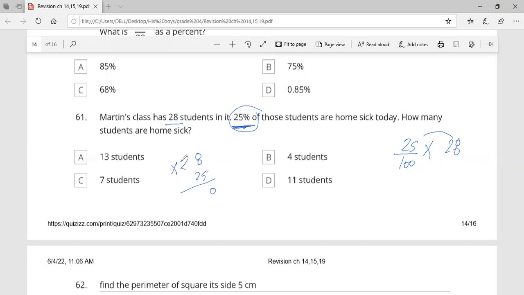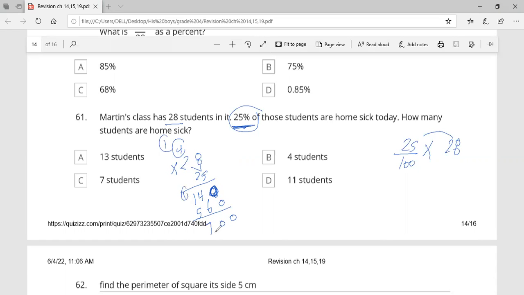5 multiplied by 8, 40, up 4. 5 multiplied by 2, I multiply like this. 5 multiplied by 2, 10 plus 4, 14. Put 0. 2 multiplied by 8, 16. Put 6, up 1. 2 multiplied by 2, 4 plus 1, 5. Add them, 6. It is 10, up 1.